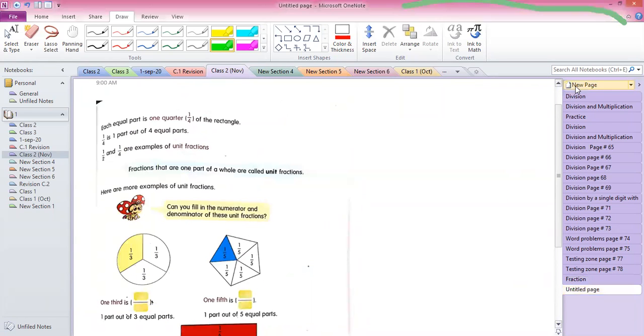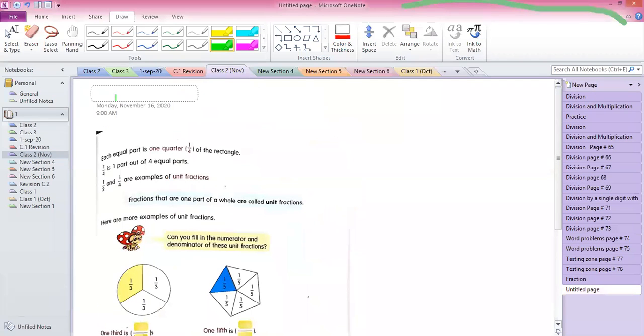Coming to the next page, guys. Here, it is not in the book, okay? I will come to the book also.